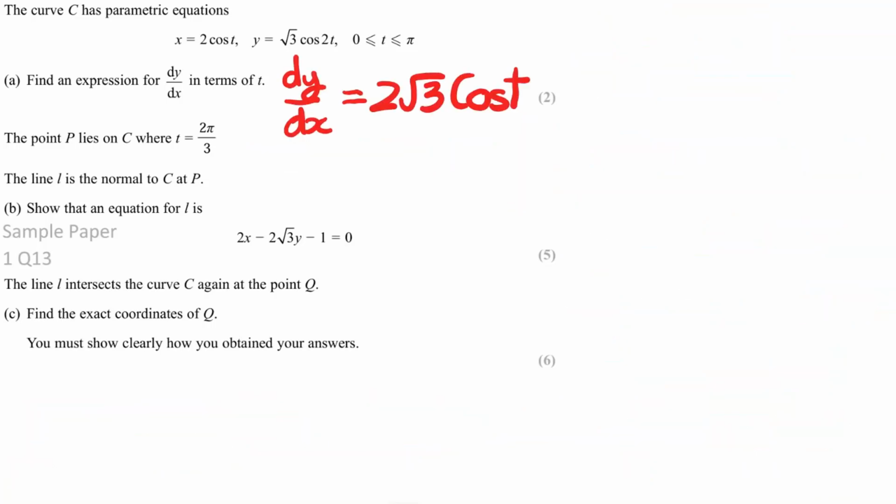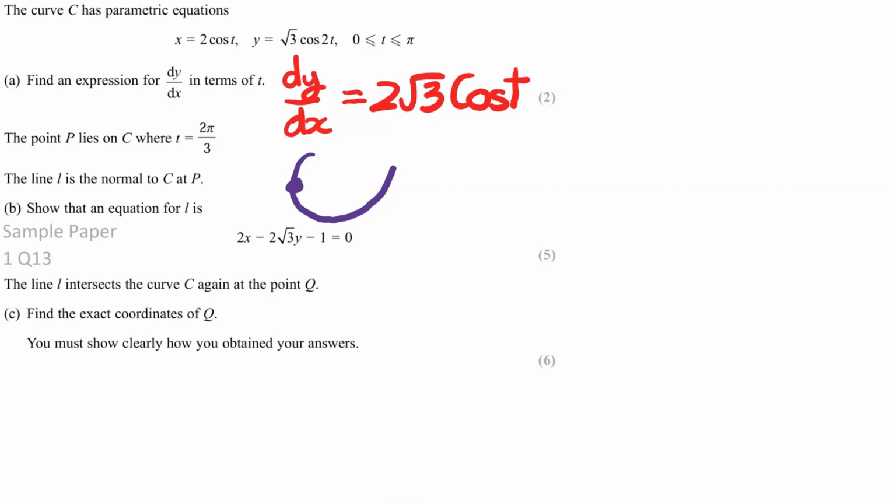Okay, so for part B, we're told about a point P that lies on the curve where t is equal to 2 pi over 3. And we're told about a line L that is normal to C at P. And we need to show an equation for this line L, which is the normal, is equal to this here. So let's just draw a quick diagram to see what's going on. So we have this curve and we have points, which is P, we'll say it's this here.